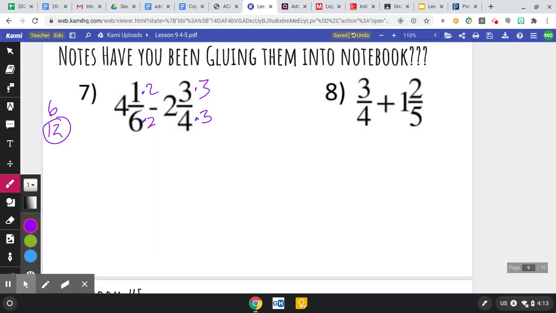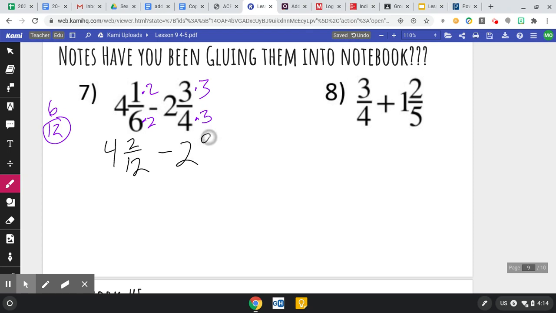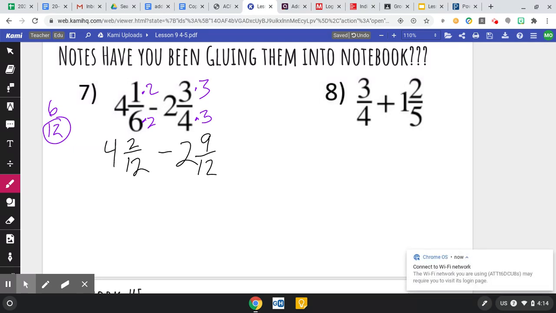Replace that with black. There we go. All right. So now I have 4 and 2 12s minus 2 and 9 12s. Well, here again, oh no, I have a larger denominator that I'm trying to take away. Okay, so you can do your regrouping.